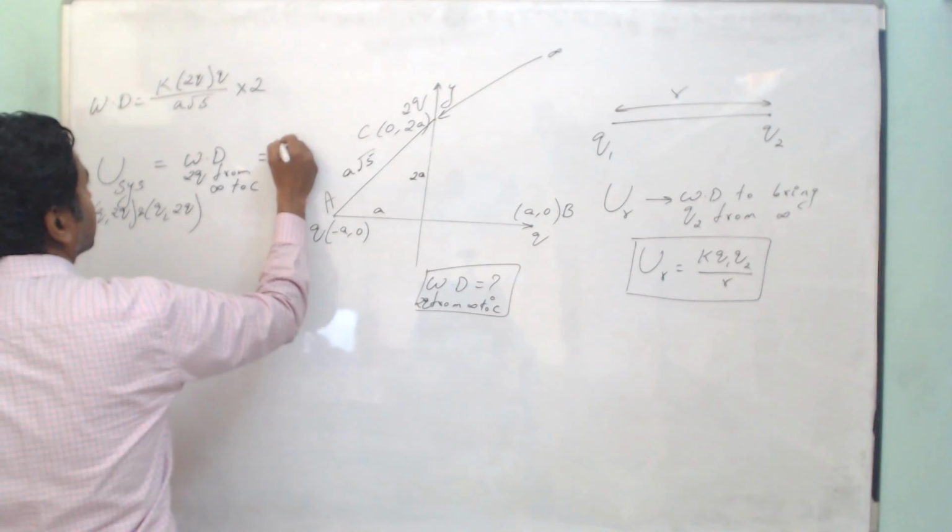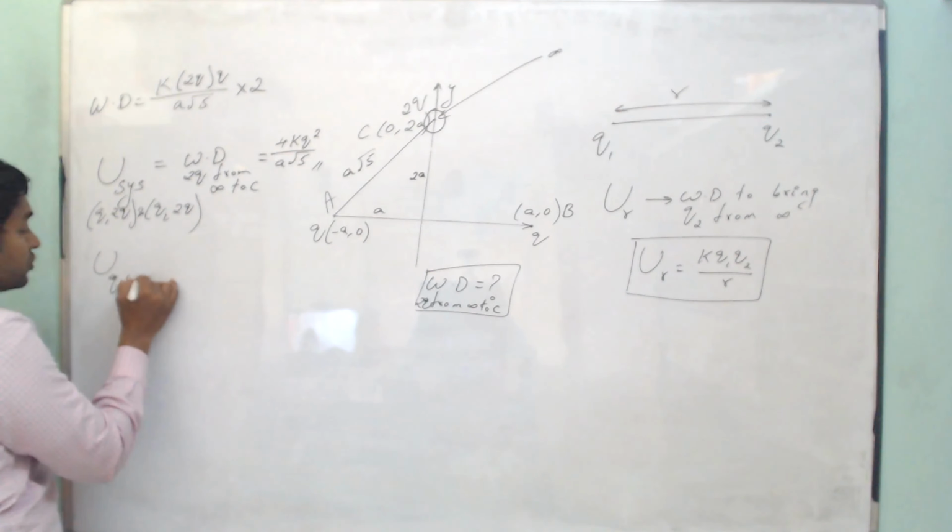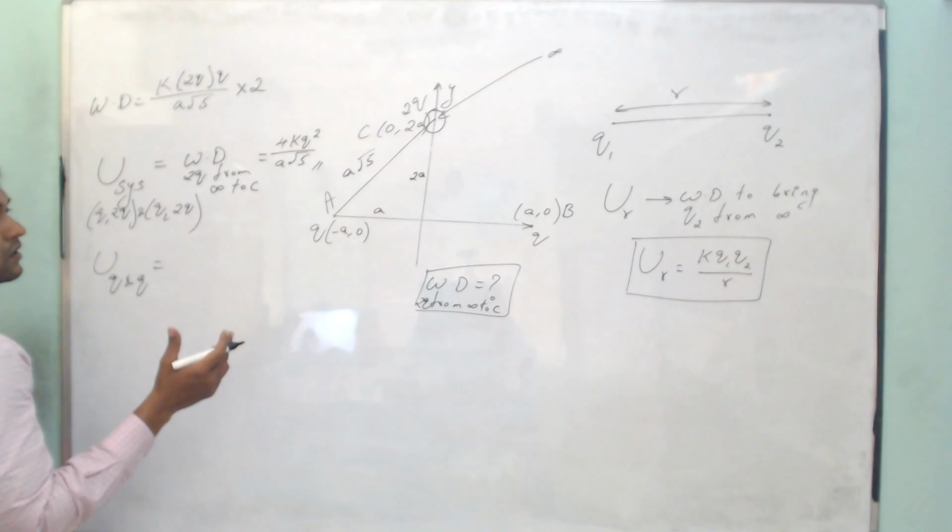Now I'm extending this question. Before the 2Q charge was brought from infinity to this point, the charges Q and Q were already present. So the potential energy of the Q and Q system is K Q into Q divided by the distance between them, A plus A, which is 2A.